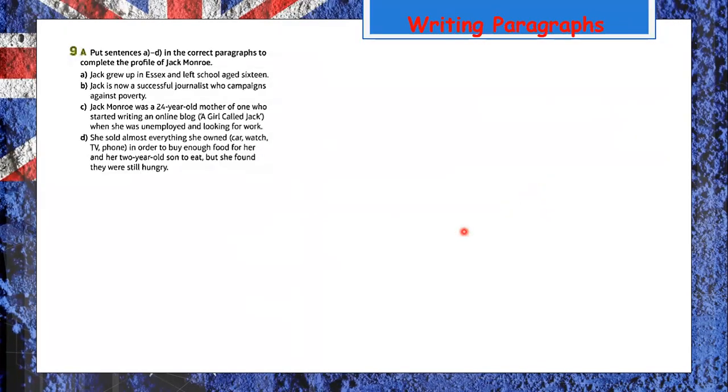Now, in the next exercise, you need to put the sentences in the correct paragraph to complete the profile of Jack Monroe. We have 4 paragraphs. Jack grew up in Texas and left school aged 16. Jack is now a successful journalist who campaigns against poverty. Jack Monroe was a 24-year-old mother of one who started writing an online blog when she was unemployed and looking for work. She sold almost everything she owned, car, watch, TV, phone, in order to buy enough food for her and her 2-year-old son to eat. But she found they were still hungry.